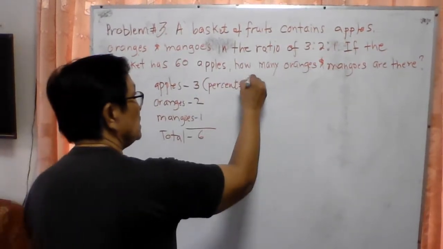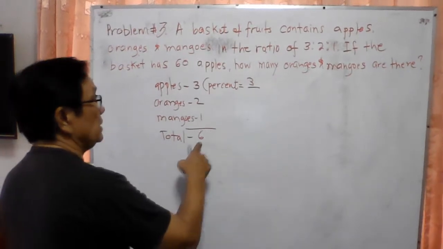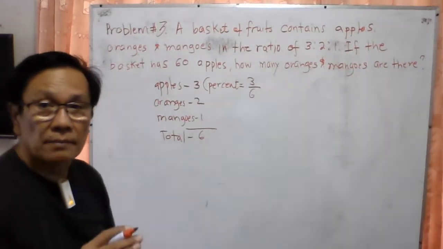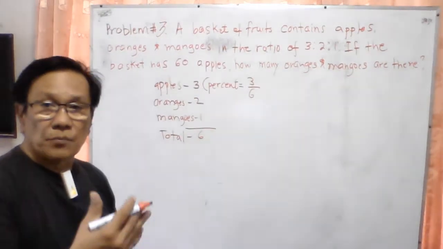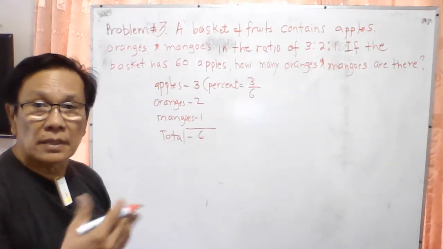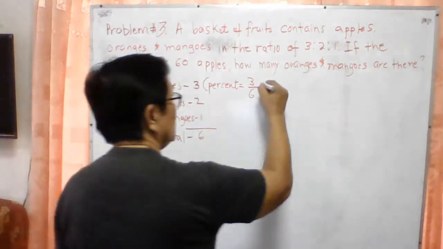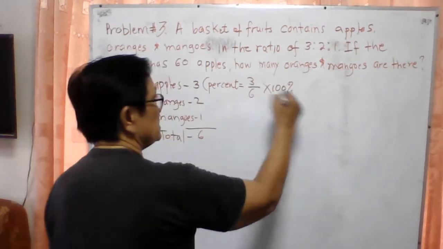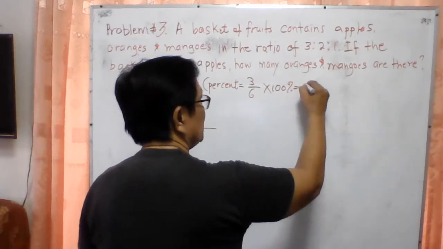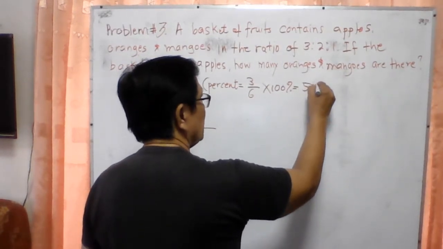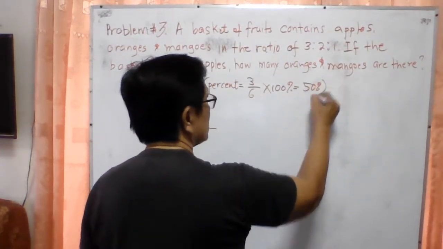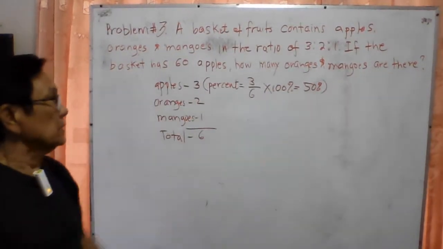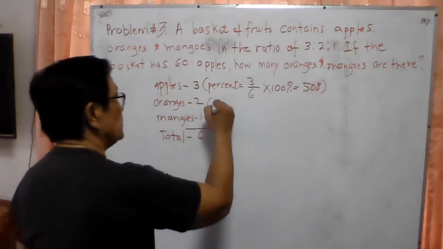Three divided by total. This will result in a decimal number, and if we want to compute for the percentage, we have to multiply this by 100. So 3/6 is actually 0.5, so this is 50%. So 50% of the basket is actually apples.